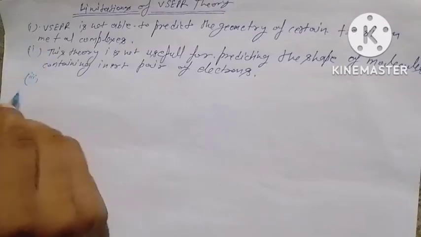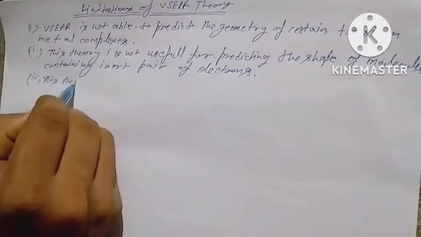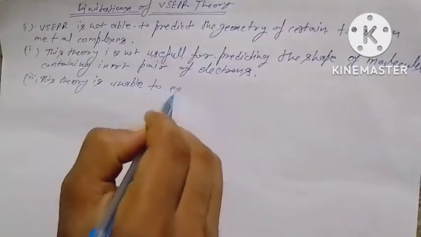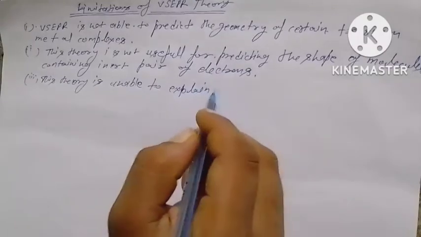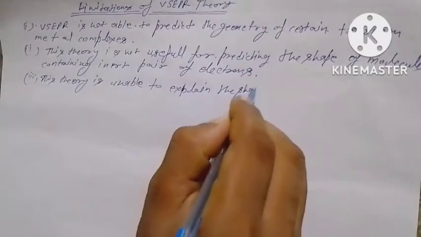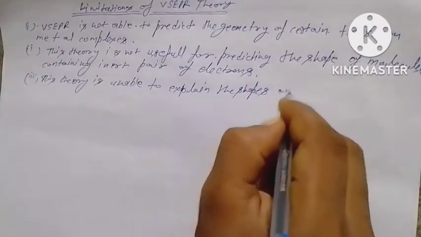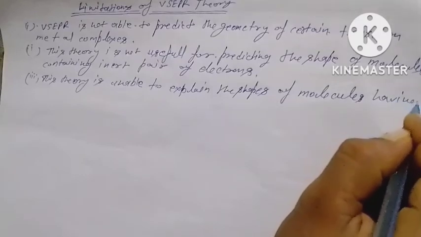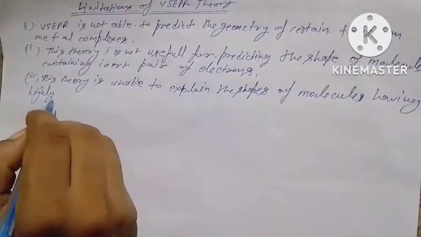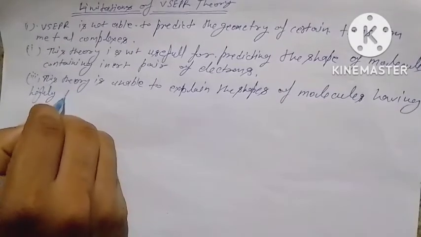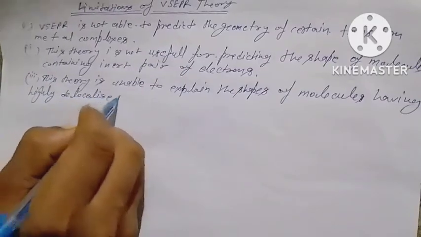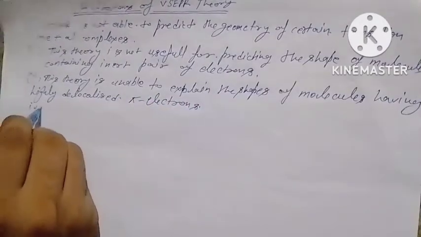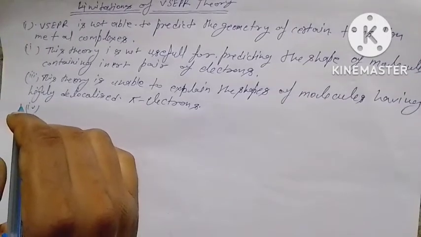Third point. This theory is unable to explain the shapes of molecules having highly delocalized pi electrons.